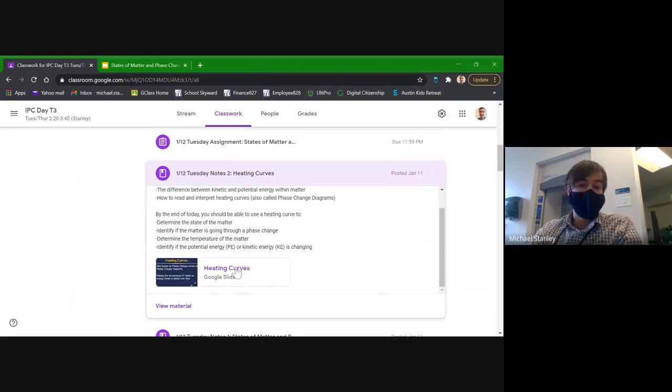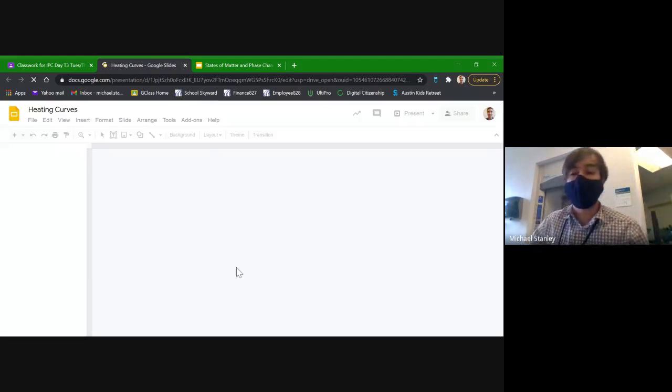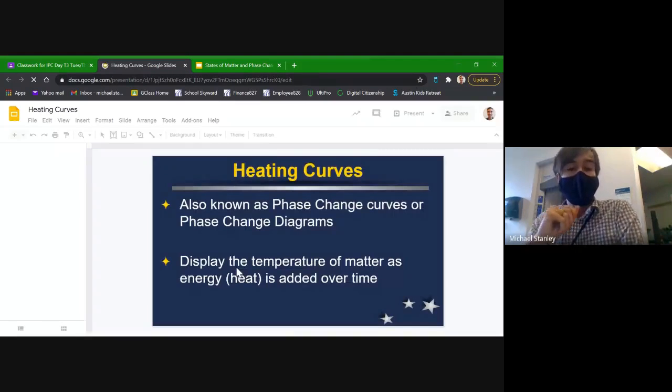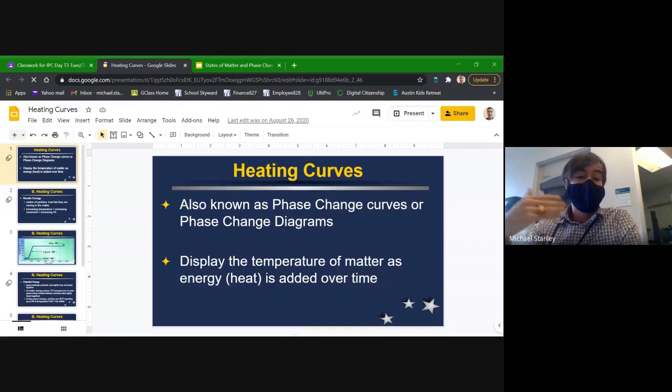And then your Wednesday assignment, which we'll talk about in a couple minutes, is related to this next short set of notes that has to do with a type of graph called a heating curve. So I would definitely recommend that you pay close attention to the next couple slides, because this is the first thing that really trips people up in IPC, figuring out what's going on with these heating curves.